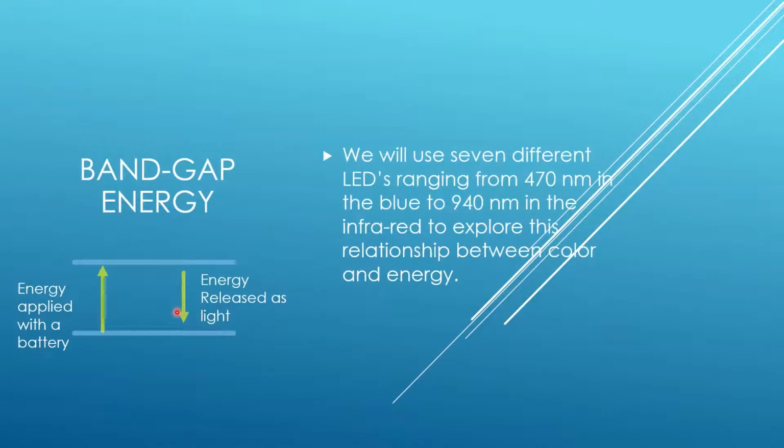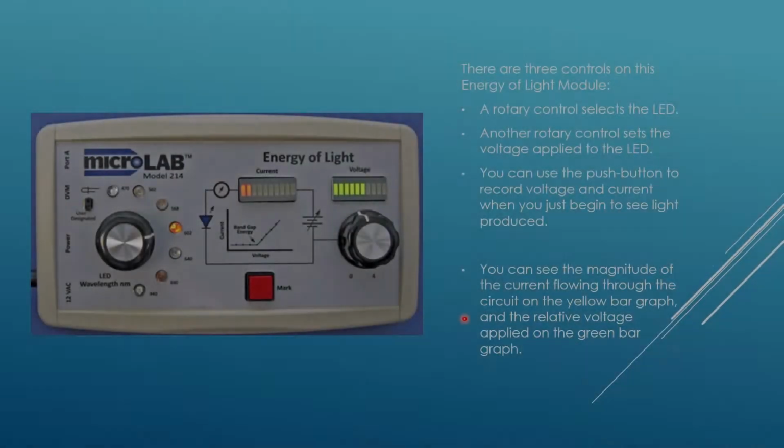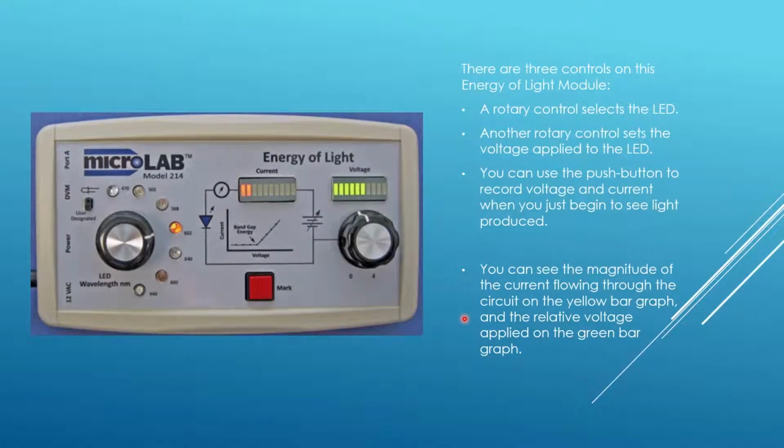We're going to use 7 different LEDs ranging from 470 nanometers in the blue to about 940 in the infrared to explore this relationship. There are 3 controls on this energy of light module. A rotary control selects the LED. Another rotary control sets the voltage applied to the LED. You can use the push button to record voltage and current when you've just begun to see light produced. You can see the magnitude of the current on this bar graph, and you can see the magnitude of the voltage on this bar graph.